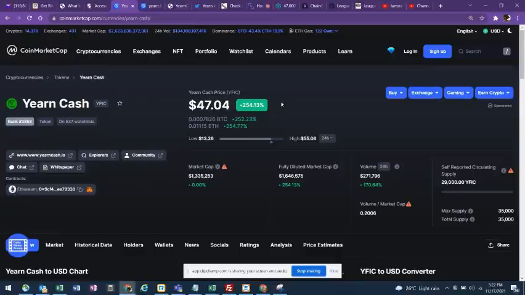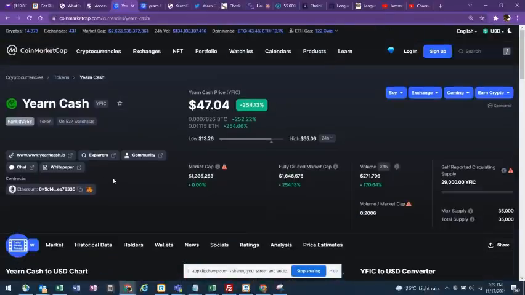So we will be looking at another low-cap gem. The name of the coin is Yearn Cash. It has a ticker of YFIC and it's currently running around $47 as of this recording. And you can check this coin on CoinMarketCap as usual.